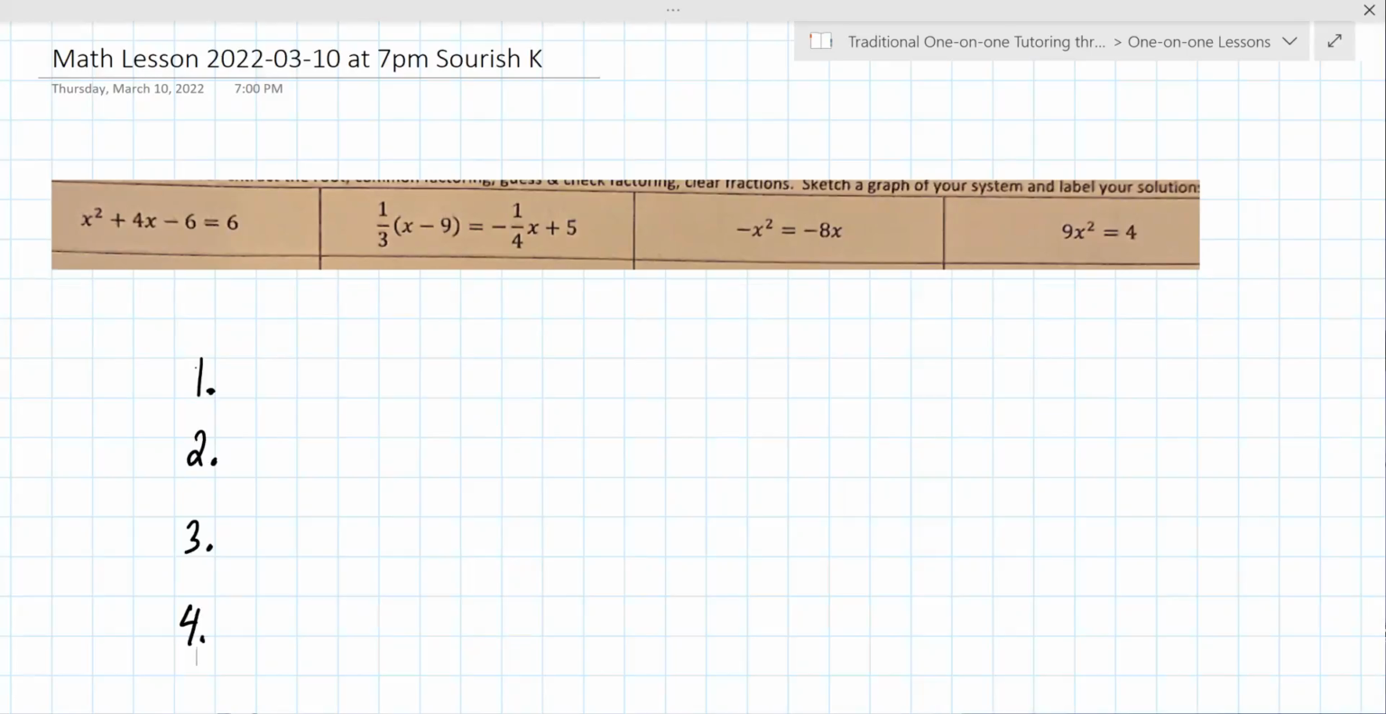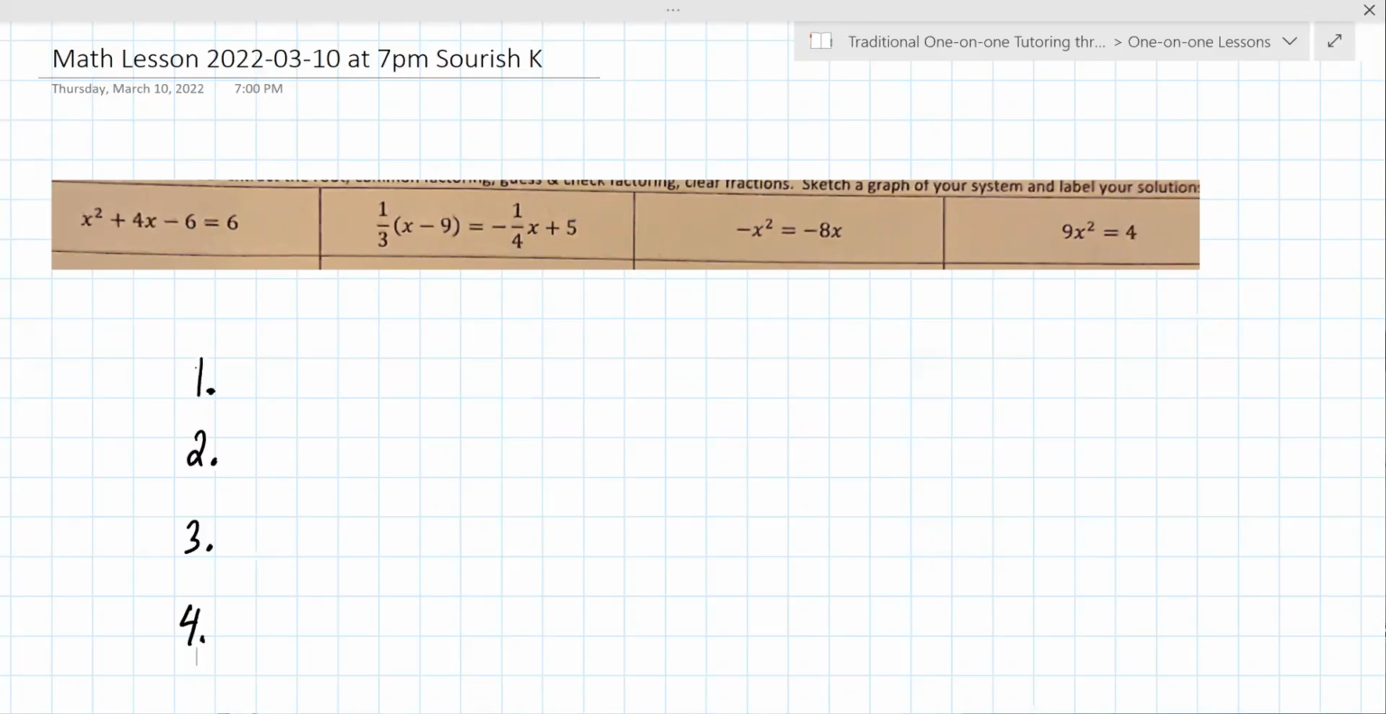X squared plus 4x minus 6 equals 6. No, the methods. If you look at your instructions, it says solve using each method once, and then there's the methods next to it. Can you just read those to me? The first one, extract the root, common factoring, guess and check factoring, clear fractions. Great.